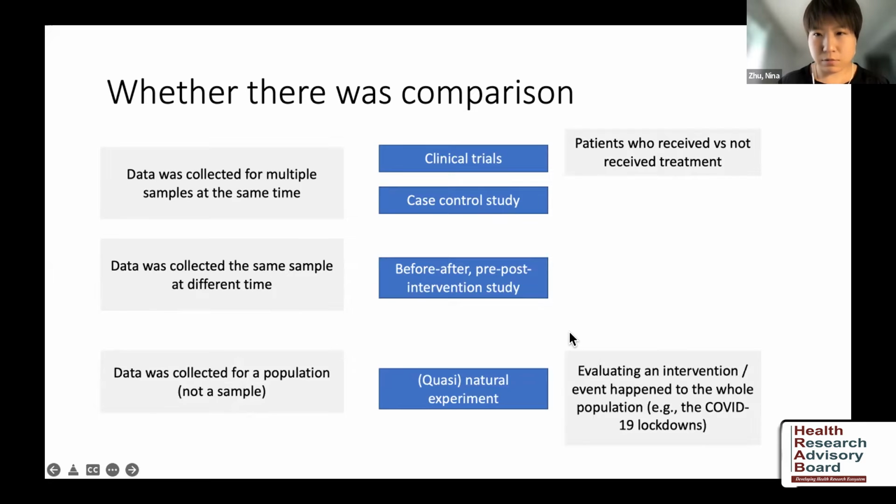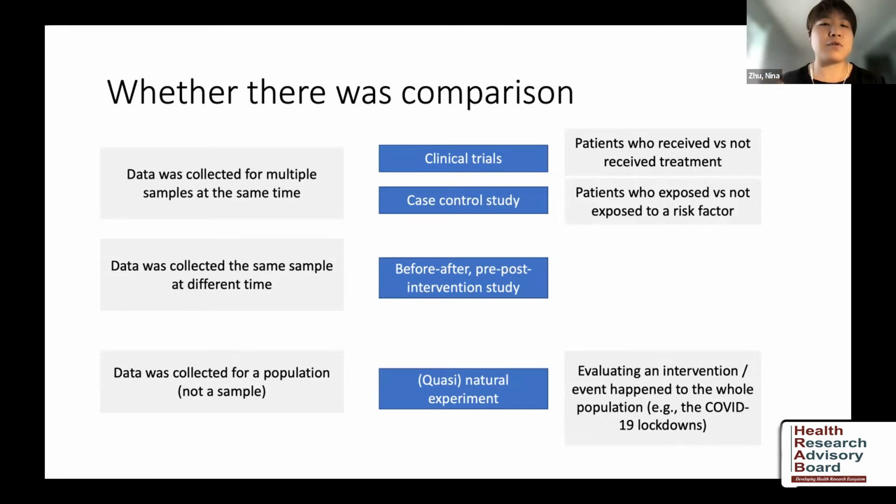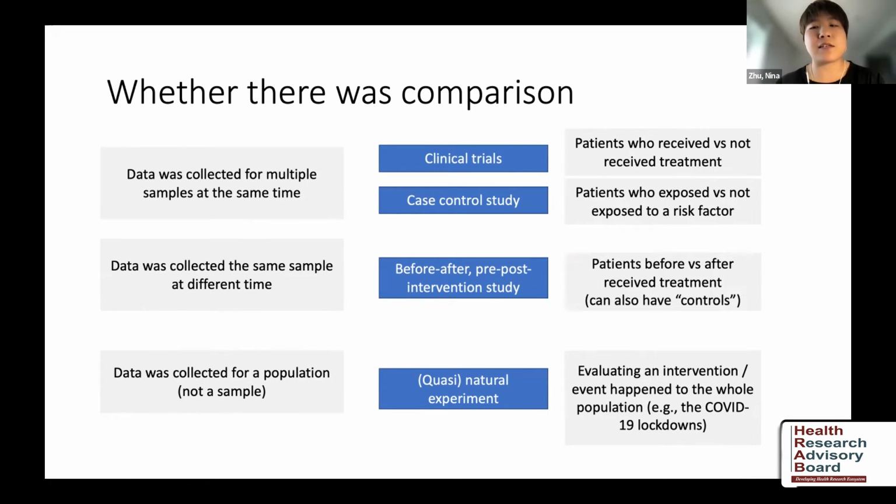case control study is mainly about exposure to certain risks. Instead of you introducing the intervention, there might be some naturally occurring risk factors, such as smoking or secondhand smoke. They are the risk factors whose exposure you want to see. We also have studies where the data was collected for the same sample at different times. For example, the before-after study or the pre-post intervention study, where patients are assessed before and after receiving a certain treatment. Keep in mind that this type of study can also have controls, which are the people who have never been introduced to your intervention.